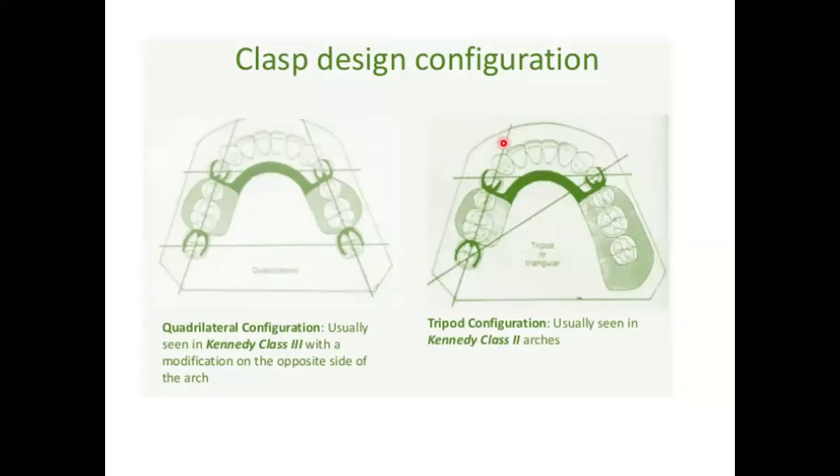When you go about your Class 2, that is a unilateral edentulous case, on the other side you have teeth positioned anterior and posterior to the space. In such a case you have three different fulcrum lines: one running from here to here, one along the arch side, and one fulcrum line joining the opposite arch. Since there are three different fulcrum lines, it is ideal to go for a tripod kind of clasp configuration, which is usually seen in your Class 2 cases. Your Class 3 will have a quadrilateral kind of clasp design configuration.